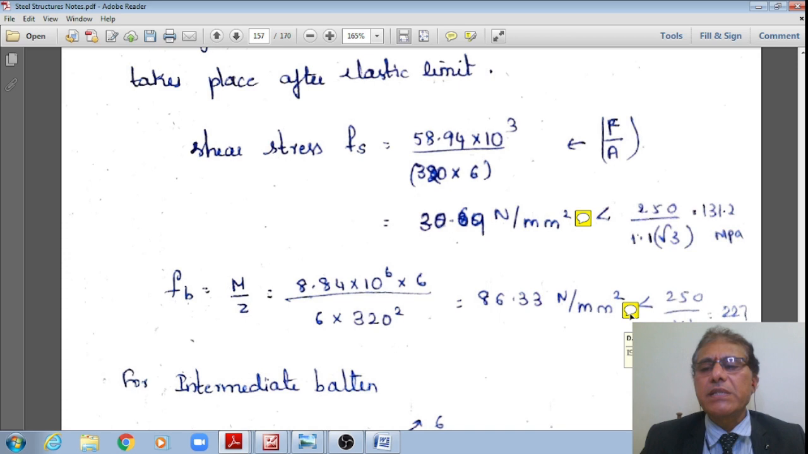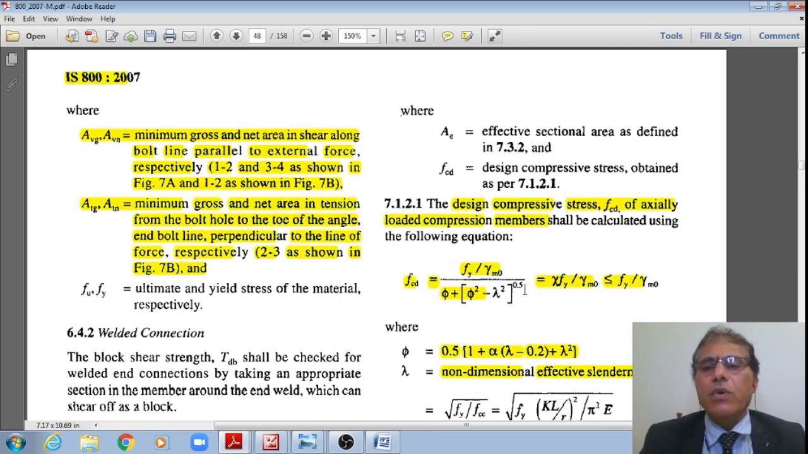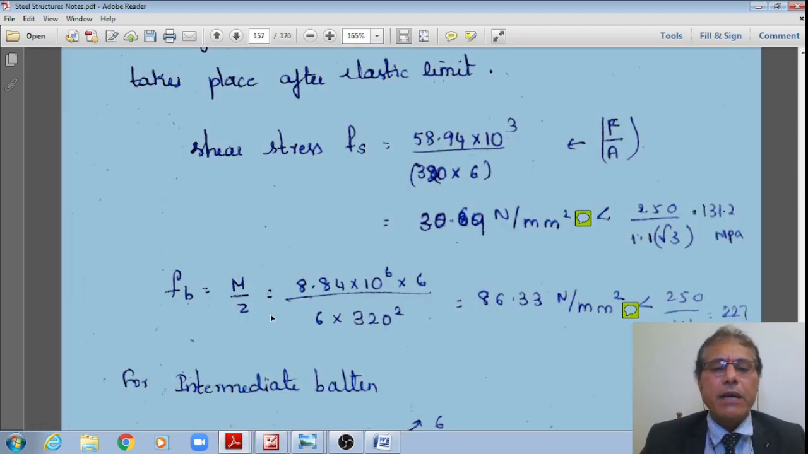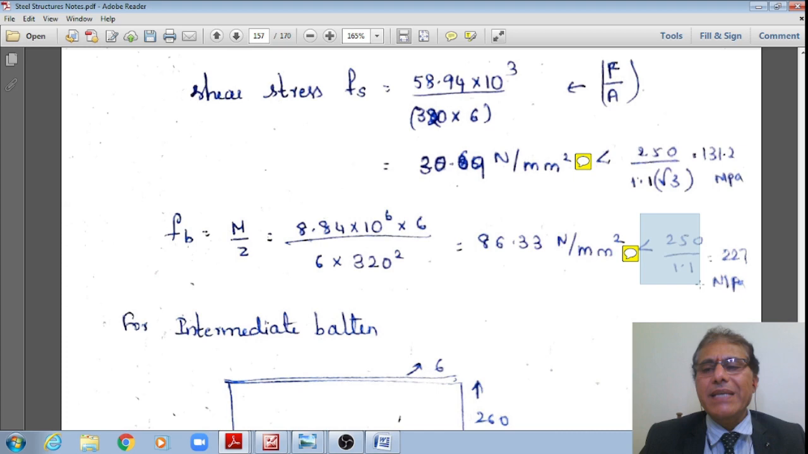86.33 MPa, but as per IS 800 2007 clause 7.1.2.1, page number 34, the permissible, let me go to page number 34, student, right? Yes. Now the code says that the direct design compressive stress fcd should be less than or equal to fy divided by gamma m0, right? The same is also applicable here, because we are in the compression member. Hence, this is in any case not less than 250 divided by 1.1.